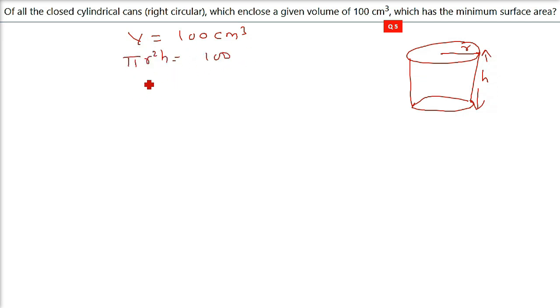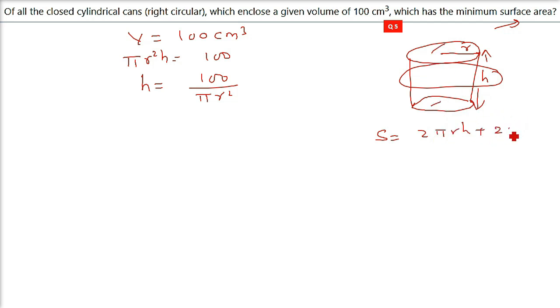And this is given as 100, so we'll equate it with 100. Height will be 100 divided by pi r square. This is height. Now coming to the surface area, minimum surface area. Surface area is the whole, this outer area or curved surface area, plus the surface area of both the ends, which is pi r square plus pi r square, 2 pi r square, plus 2 pi r h. Now surface area we can write as 2 pi r square plus 2 pi r into h.